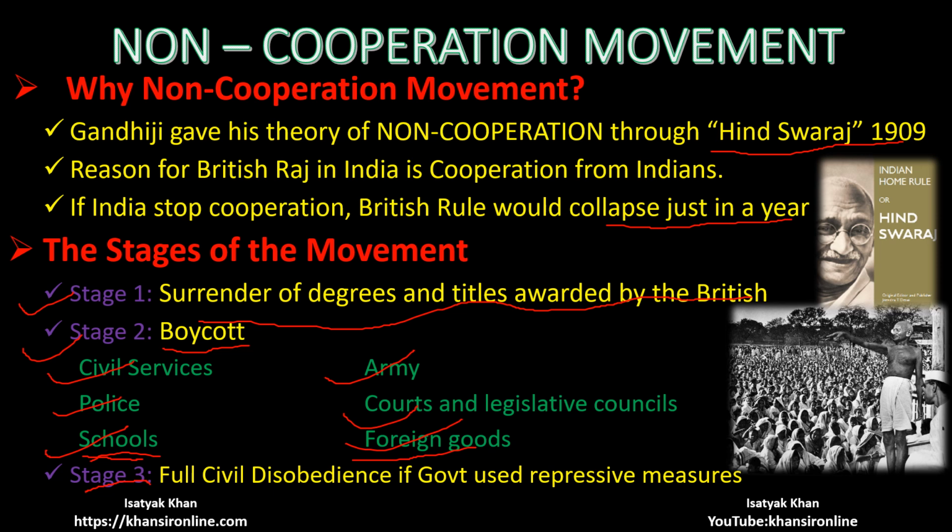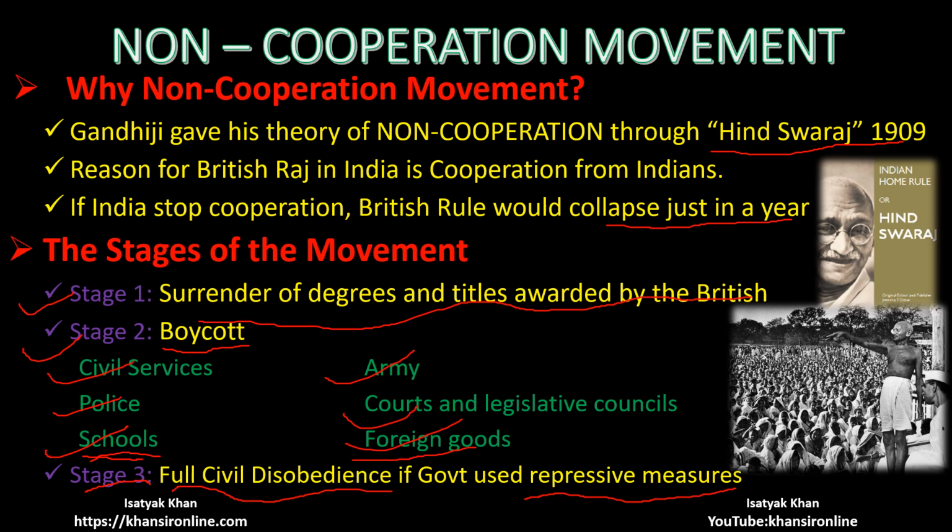So it is a measure to keep the government under control so that there should not be any violence, and there was no violence. That also happened. So what was the third stage? If the Britishers practice repressive measures, if the Britishers try to suppress the Indian movement, then Indians will follow full civil disobedience. That was conditional, and the need did not arise to execute this stage. The third stage was not executed.